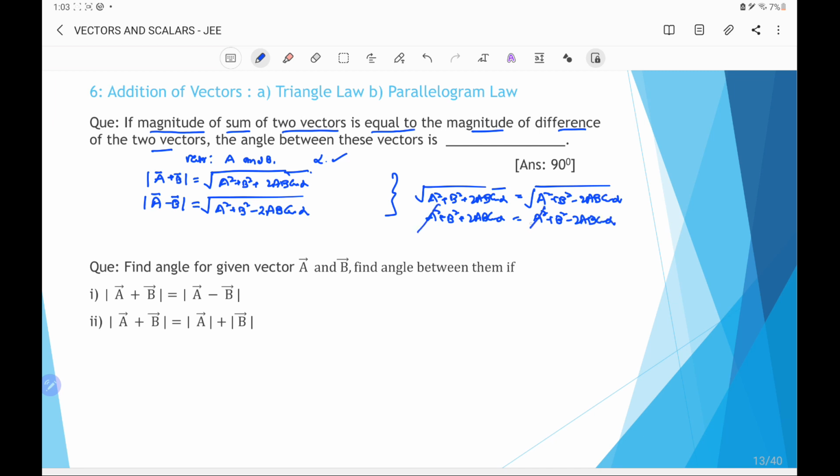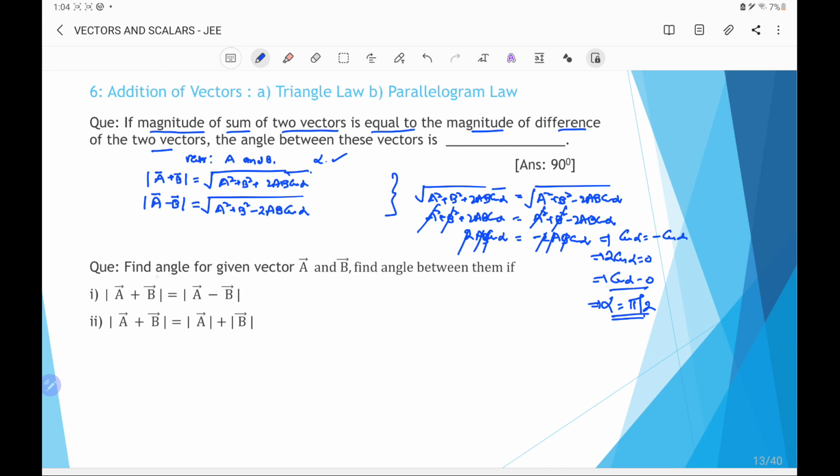This A square gets cancelled by A square, B square gets cancelled by B square. So we will have 2AB cos alpha equal to minus 2AB cos alpha. This A and B also get cancelled, 2 also gets cancelled. Therefore, cos alpha equal to minus cos alpha, or we can say 2 cos alpha equal to 0, or cos alpha equal to 0, and cos alpha equal to 0 refers that alpha is pi by 2. So angle between the vectors should be 90 degree.